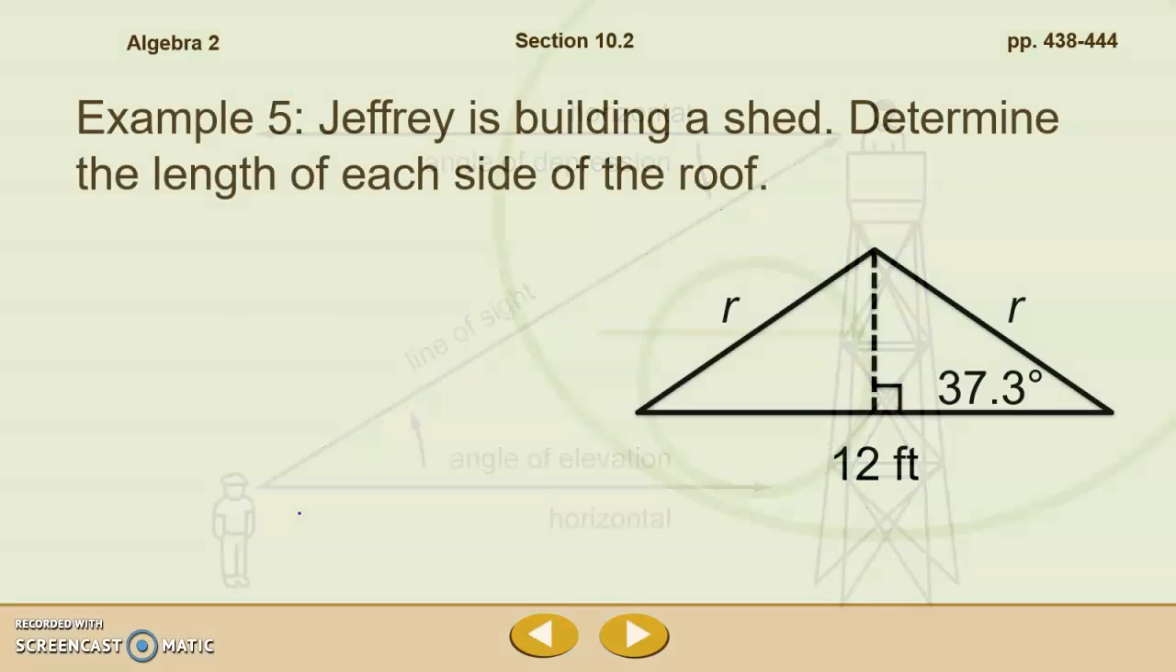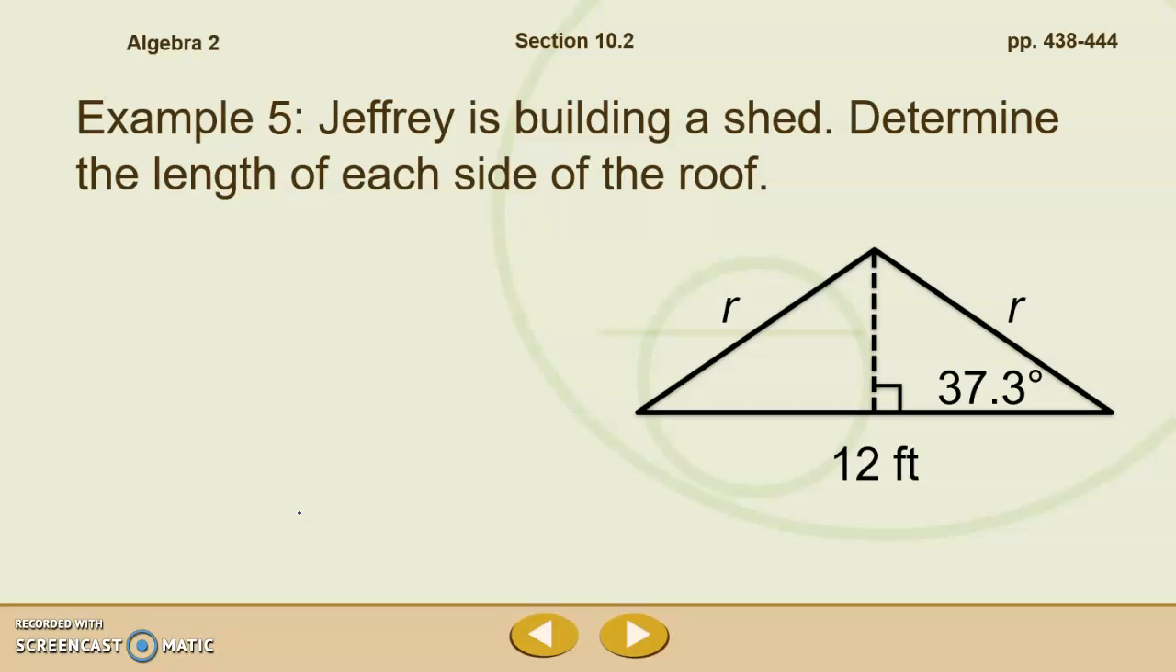So to finish up here, we're going to look at another practical problem using right triangles. And I've told you before that right triangles are used a lot in construction, they're used in land surveying, and we can use these ratios to help us find a lot of useful information. So take a look at this example. Jeffrey is building a shed. Determine the length of each side of the roof. So this is the shed, the top of the shed that Jeffrey is building.